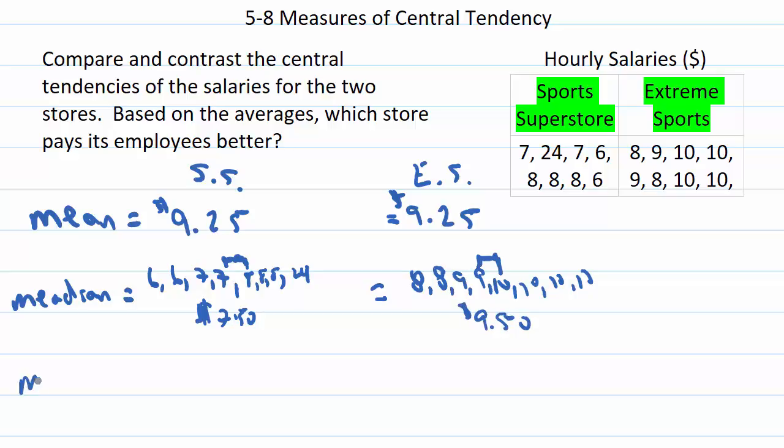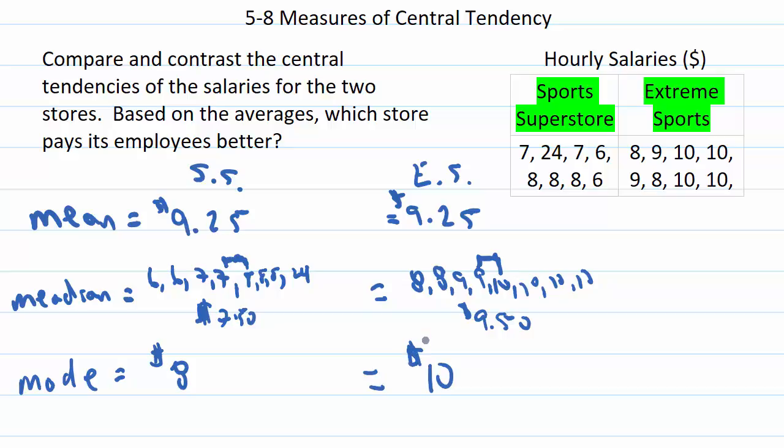And the mode is the one that appears the most, and the one that appears the most in the Sports Superstore is 8. There are 3 of them, so the mode is $8 an hour, and the mode in the Extreme Sports store is $10 an hour.